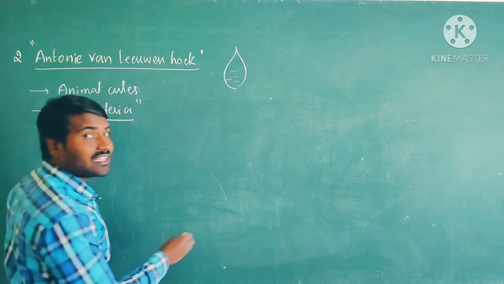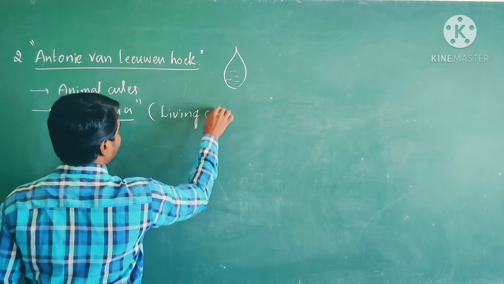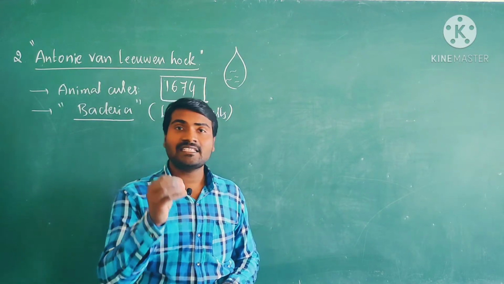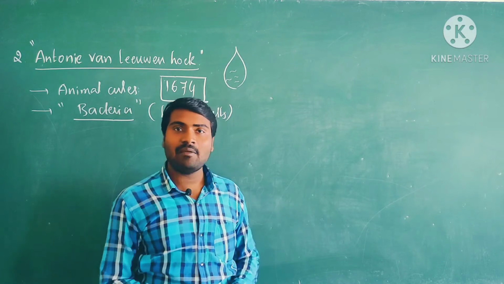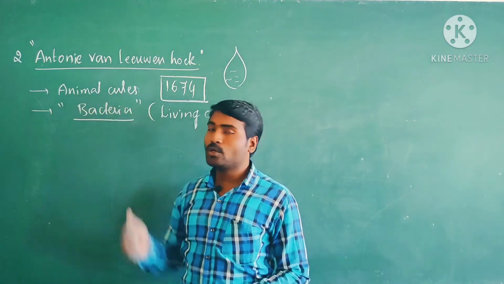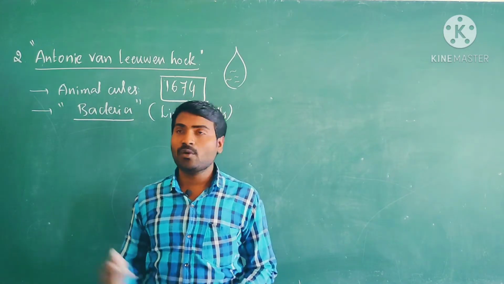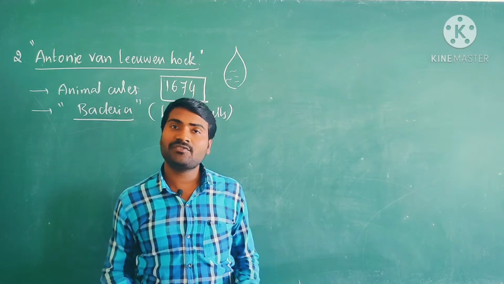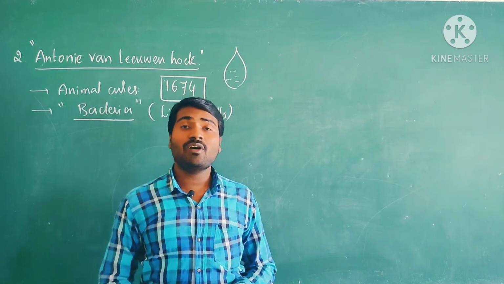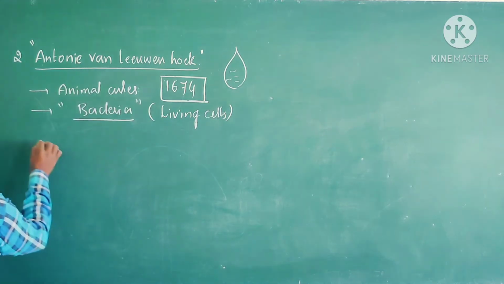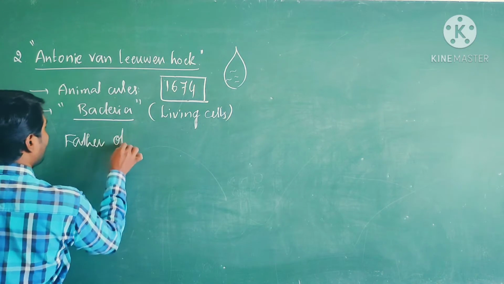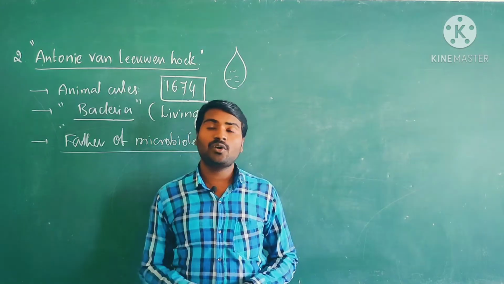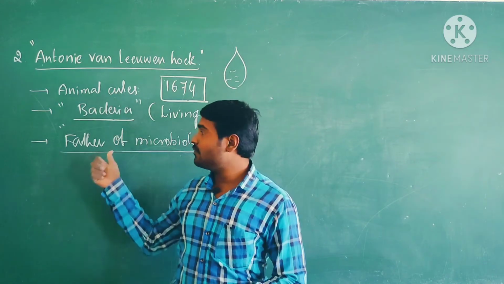So these bacteria are the first living cells. It was done in the year 1674. He discovered living cells for the first time. So those living cells are animalcules. Later these animalcules were renamed as bacteria. So the first bacteria were discovered by Anthony von Leeuwenhoek. We know that bacteria are microorganisms. Hence Anthony von Leeuwenhoek is regarded as the father of microbiology. And also he was called an animalculist. Animalculist and father of microbiology.